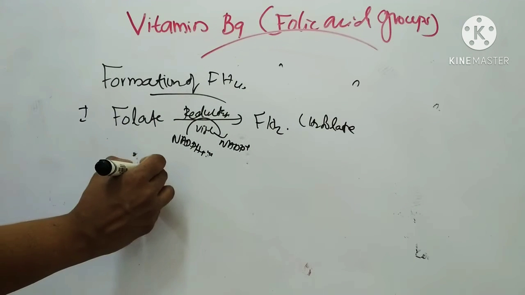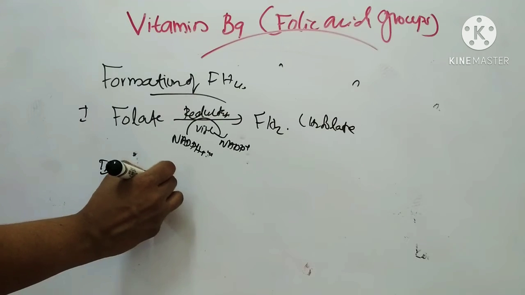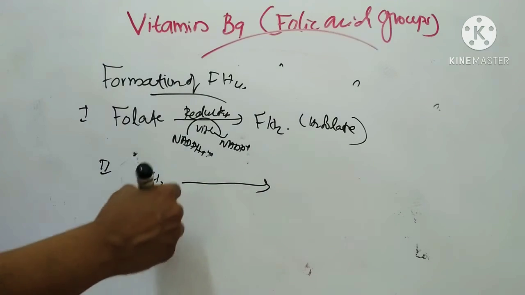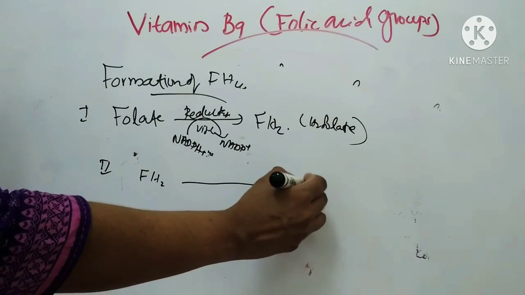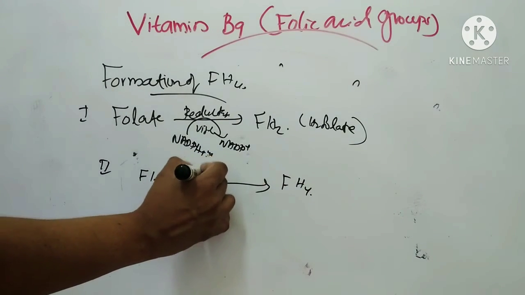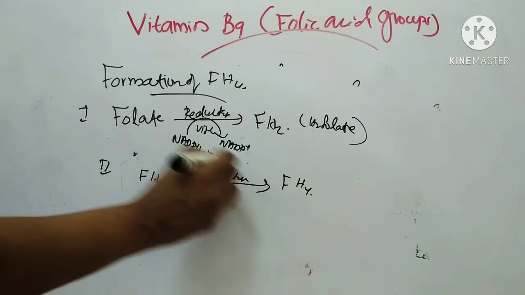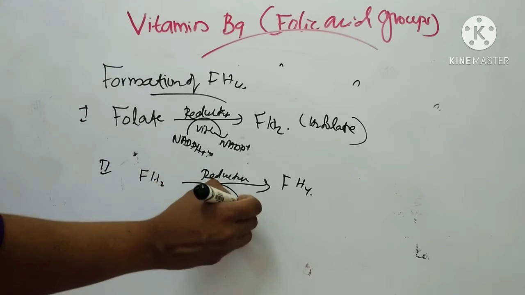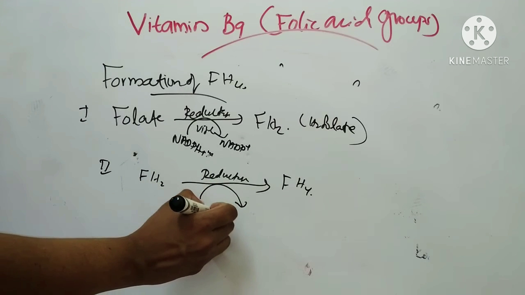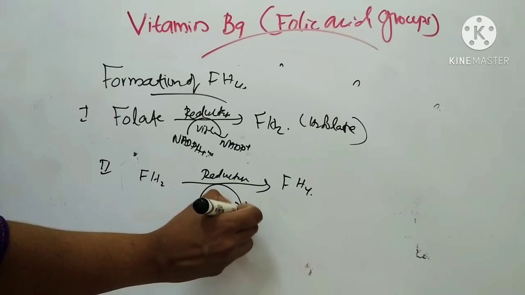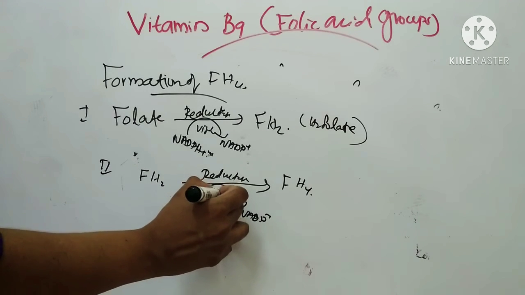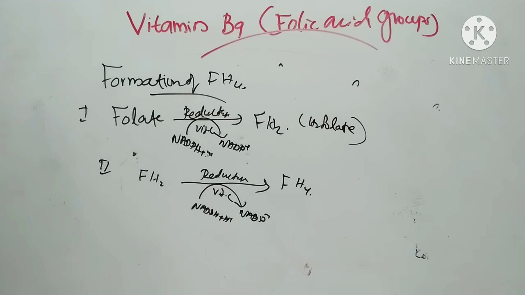In the second step, this H2 folate or FH2 is converted to H4 folate or FH4 by the enzyme reductase. These two steps are catalyzed by the same enzyme. Here NADPH plus H plus is converted to NADP plus. Here also one molecule of vitamin C.